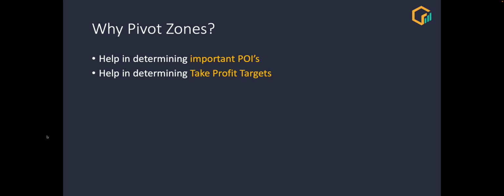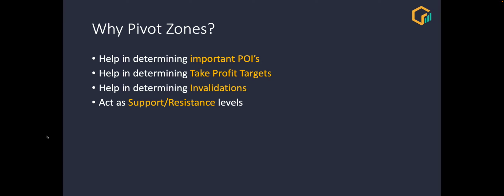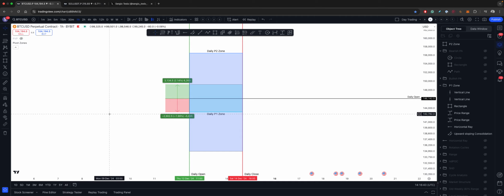They help in determining take profit targets. They help in determining invalidations. And they act as support resistance levels, which is actually something I did not expect when I made them. But as you will see in a later video, it happens quite a lot. So let's dive into the chart right now with an example.